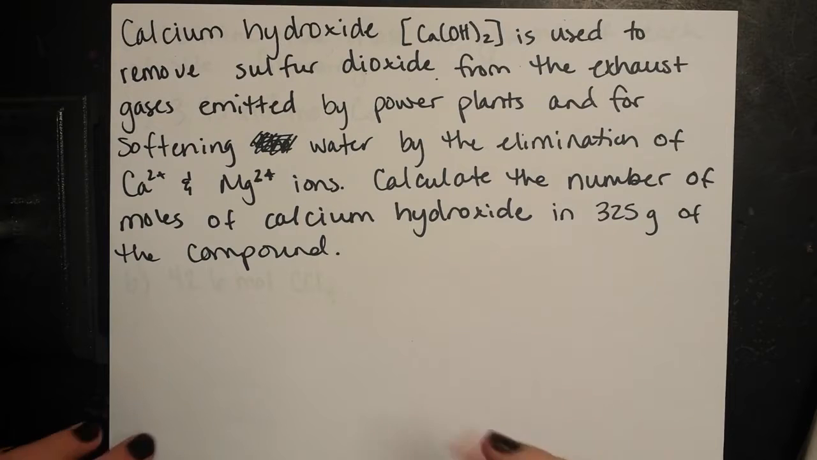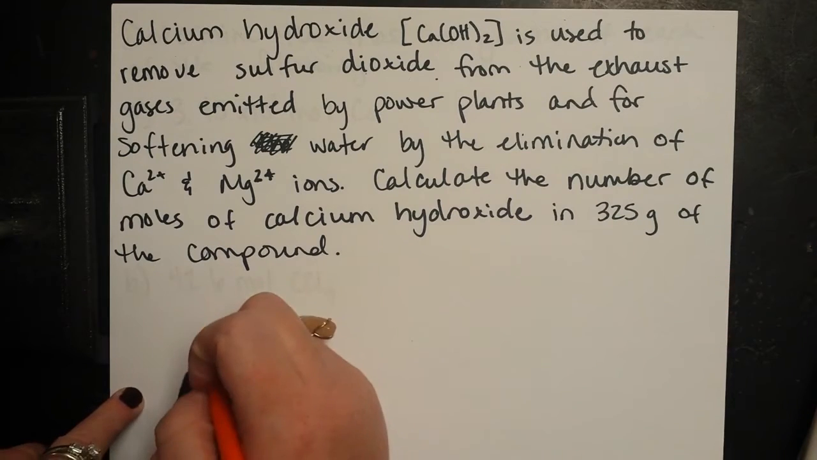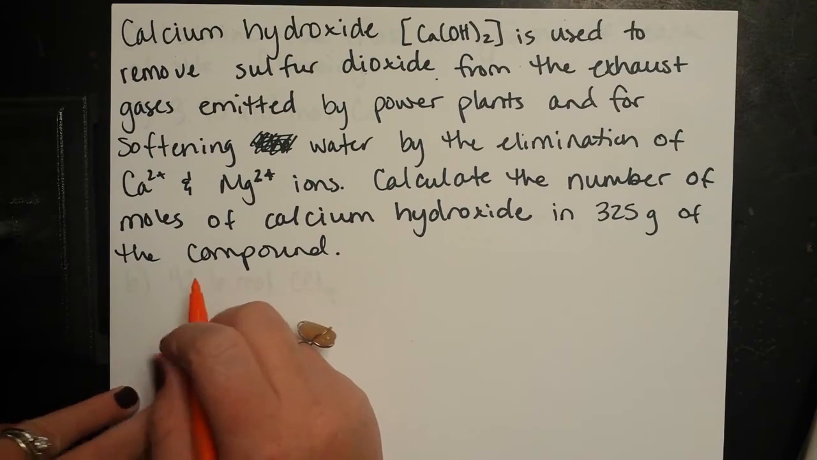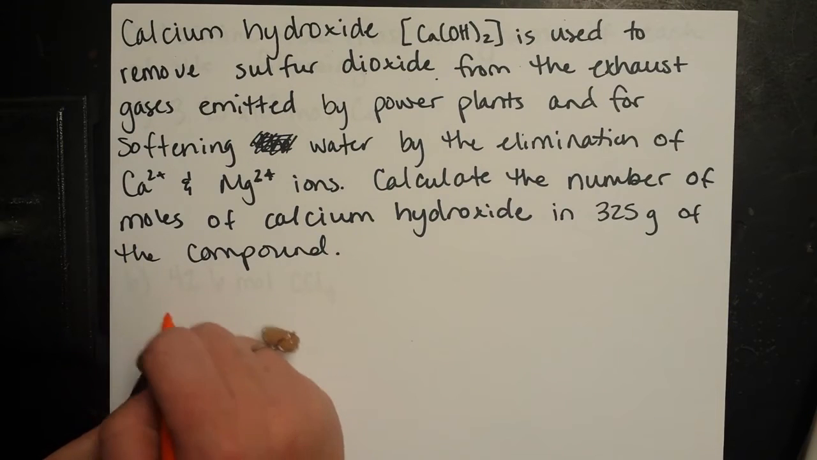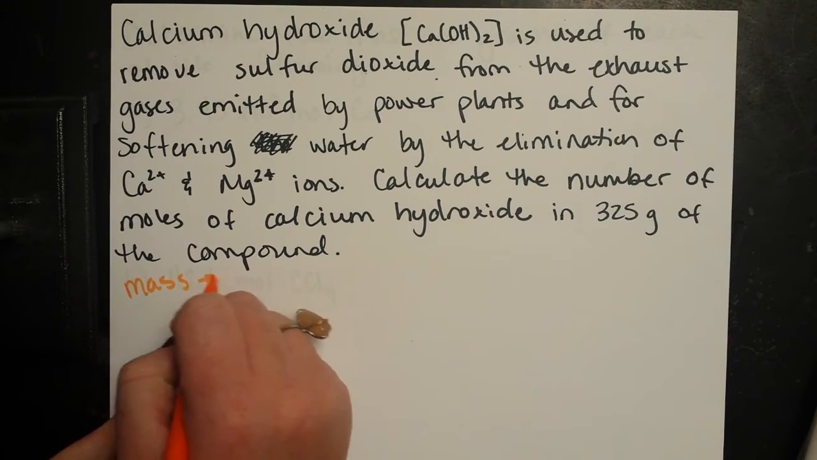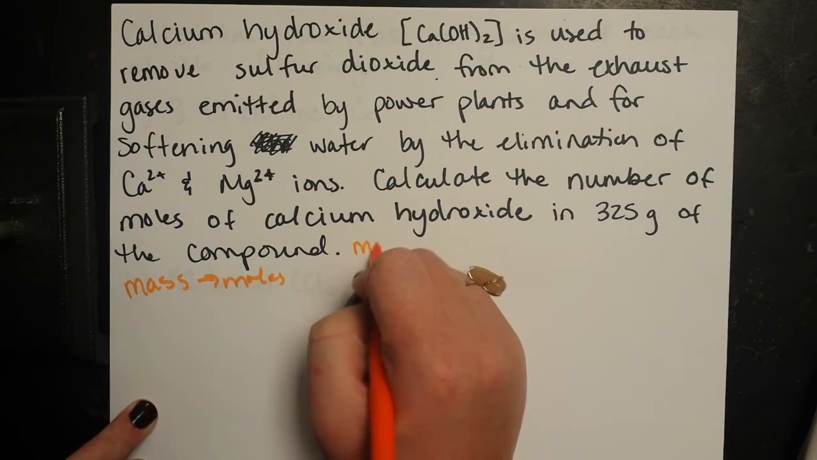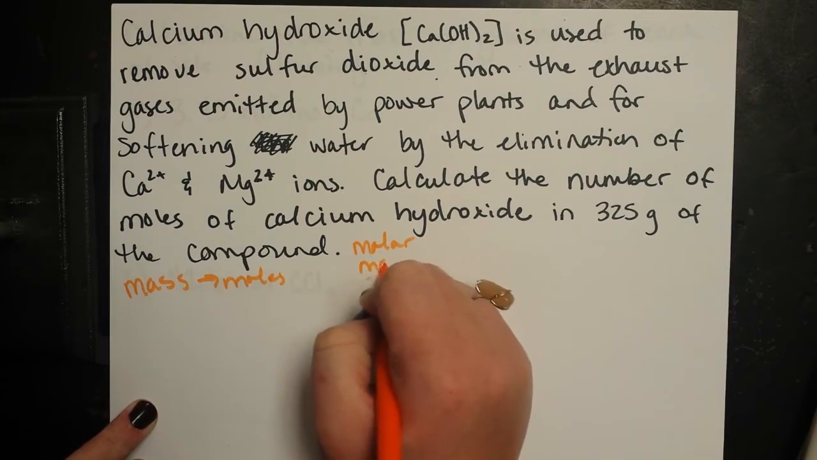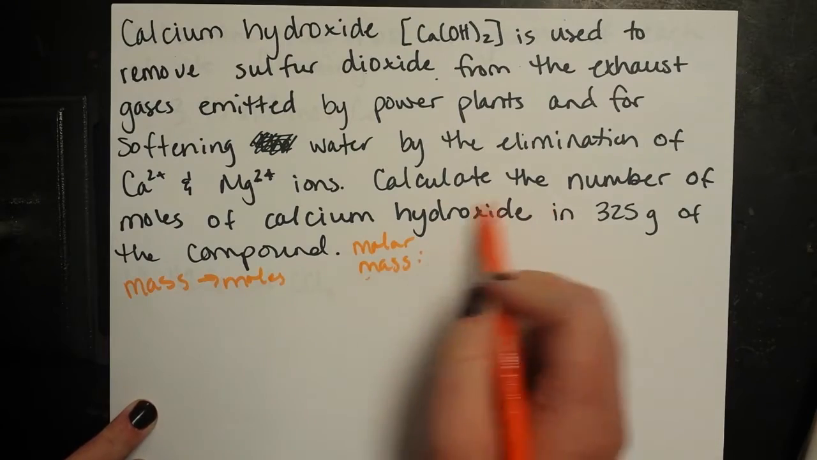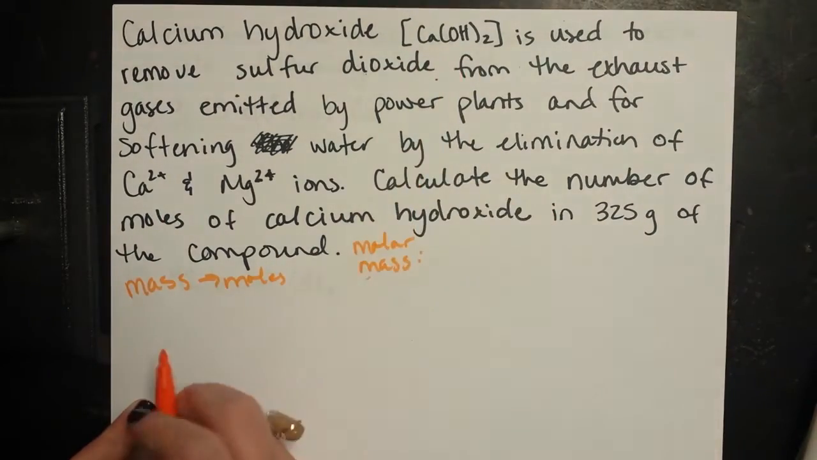Let's say that we know the mass of calcium hydroxide we're starting with, and we want to find the number of moles of calcium hydroxide. So here we're going from mass to moles, which means that we want to use molar mass as a conversion factor. Again, we're dealing with a compound, Ca(OH)2.